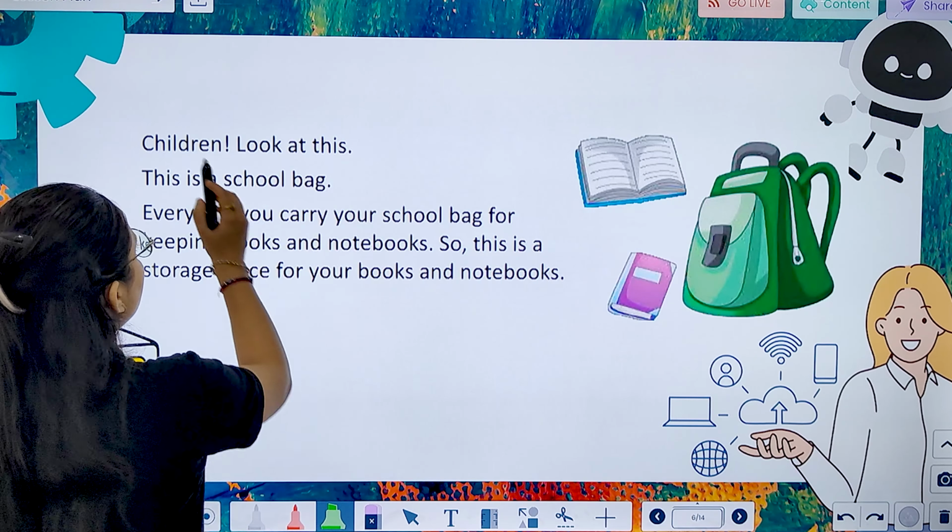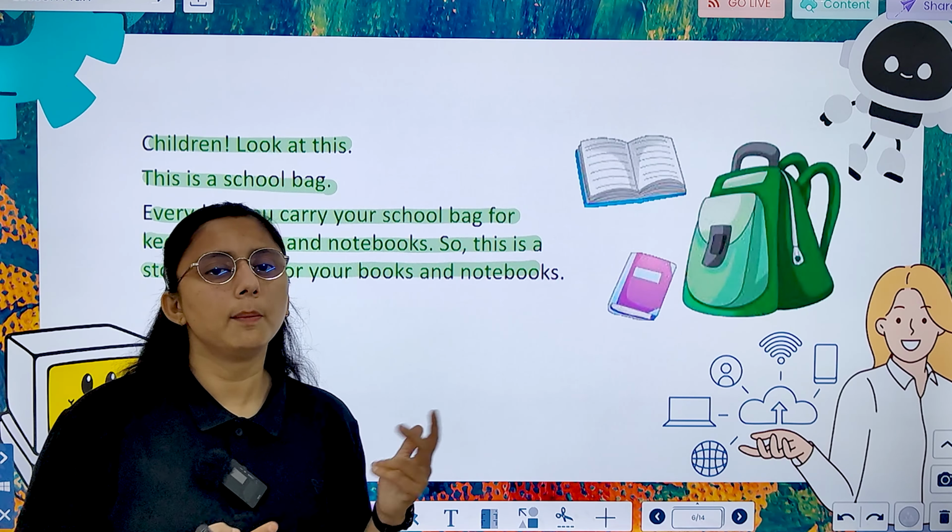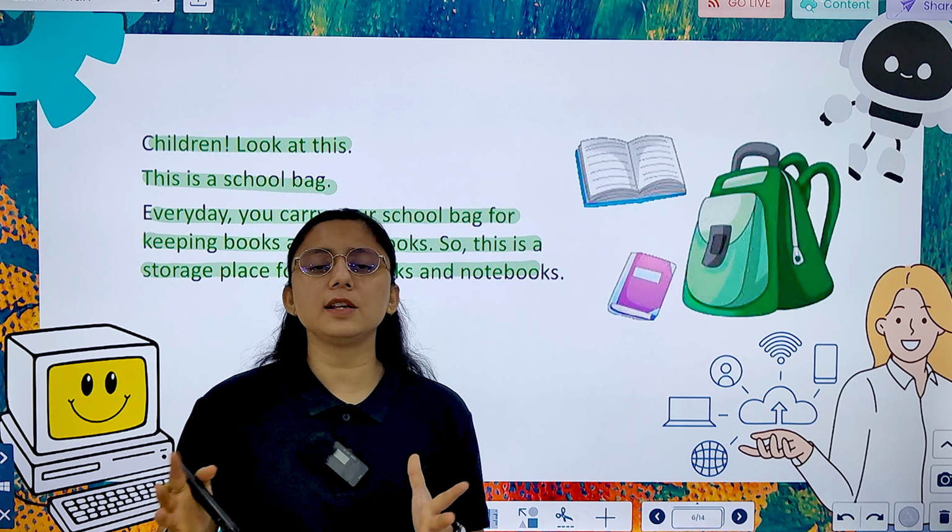Now children, look at this. This is a school bag. Every day you carry your school bag for keeping the books and notebooks. So this is a storage place of your books and notebooks. Like you have a school bag, you go to school, you keep some books, notebooks, box, lunch box, bottle in your school bag. It is your storage device.